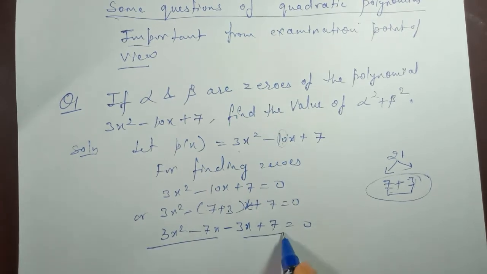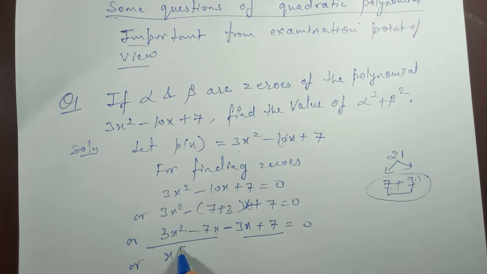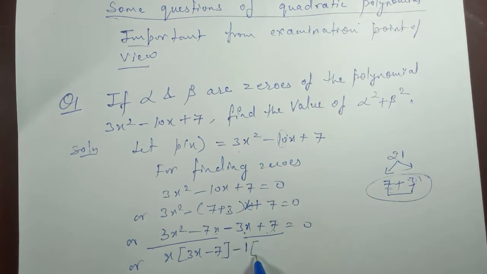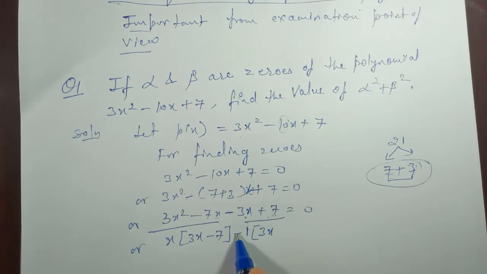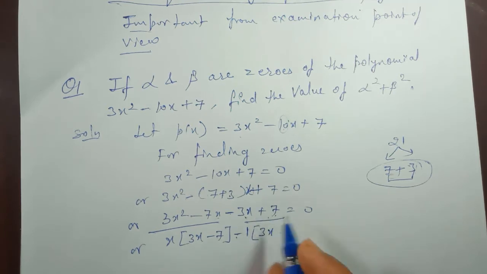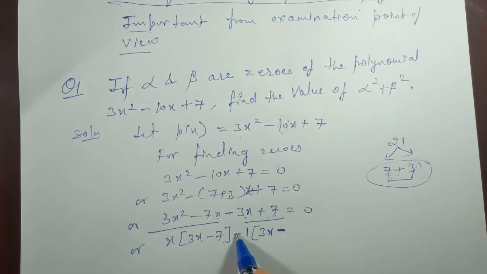From the first two terms and the last two terms we take the common factor. From the first two, x is common, which gives x(3x minus 7), and out of the last two there is no common factor, so 1 is the common. Here is the negative sign, so take minus 1 as the common, since multiplying by minus 1 gives back the signs, because minus minus changes into plus.